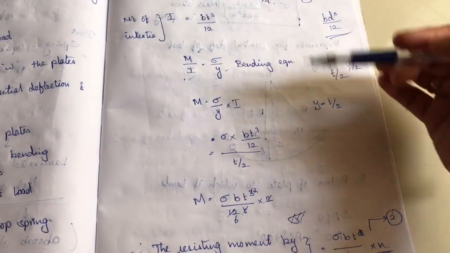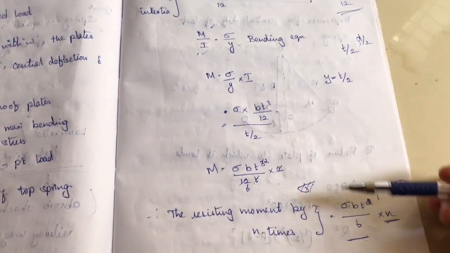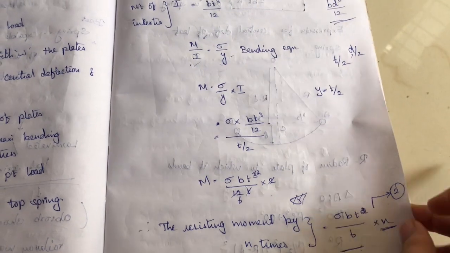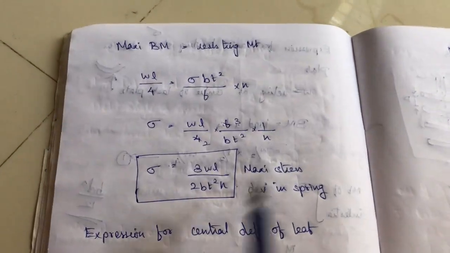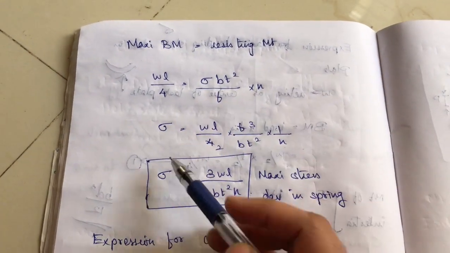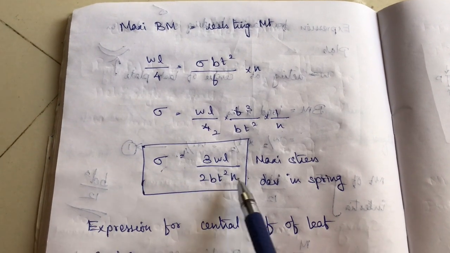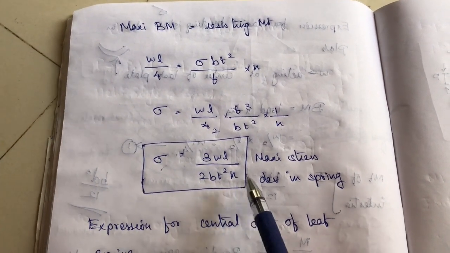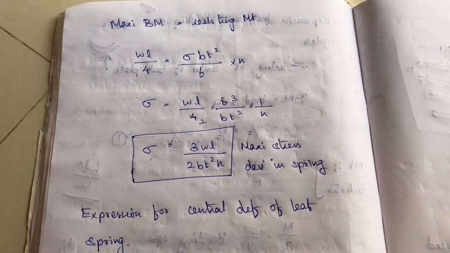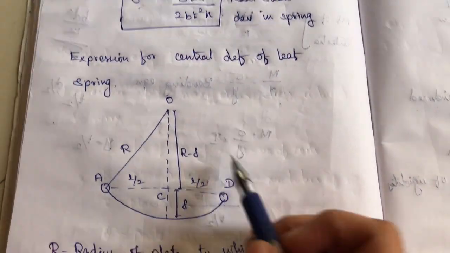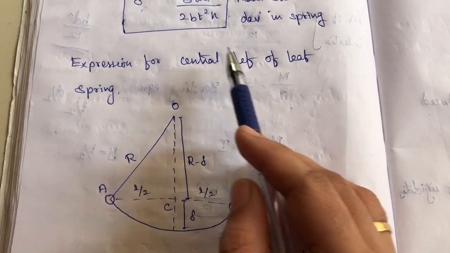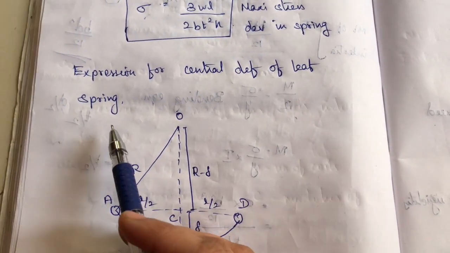So just equate these two equations. This is also a bending moment. So just equate these two equations and you will get sigma as 3WL by 2BT square N. This is the maximum stress developed in the spring. So this is the formula. Okay, and the next one is the expression for central deflection of leaf spring.